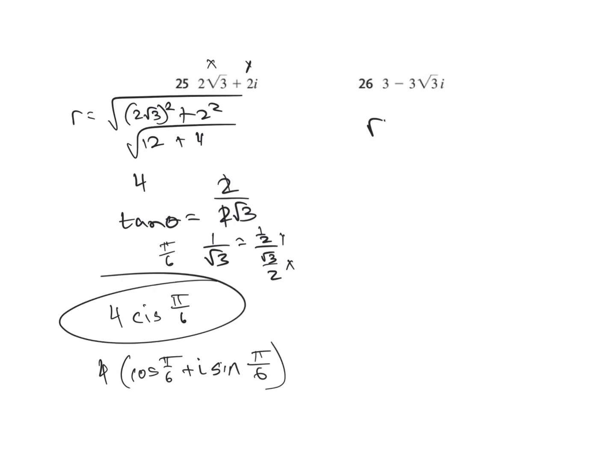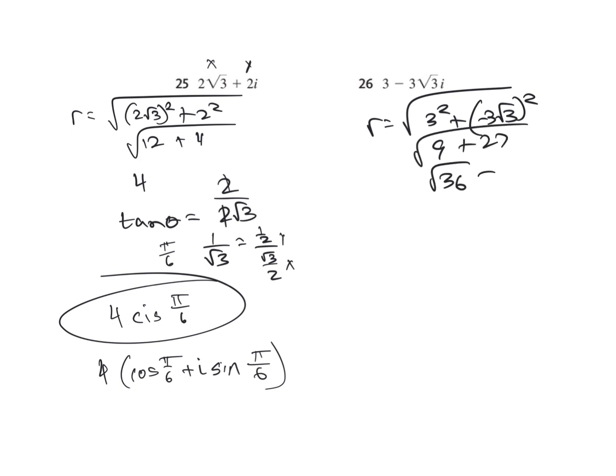All right, number 26, what's r? 3 squared plus 3 square root of 3 squared. Well, that's 9. This is 9 times 3, or 27, which is 36. So r is 6. All right, tangent again: negative 3 square root of 3 all over 3. So you have a negative square root of 3 over 1, which is the same thing as negative square root of 3 over 2 and 1 over 2.